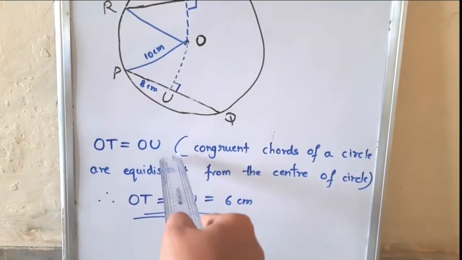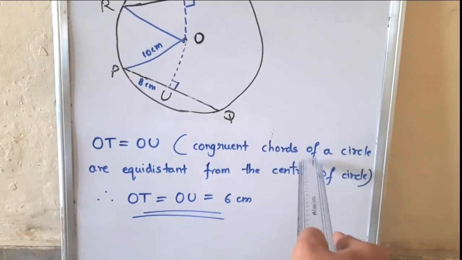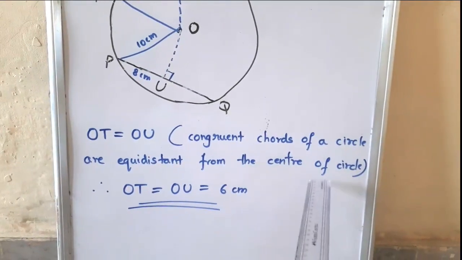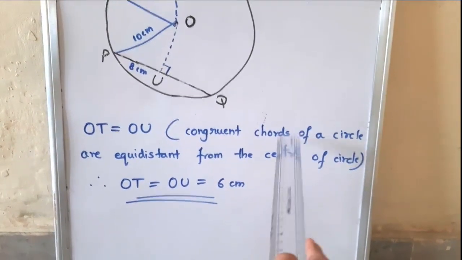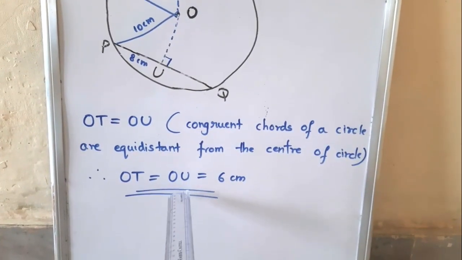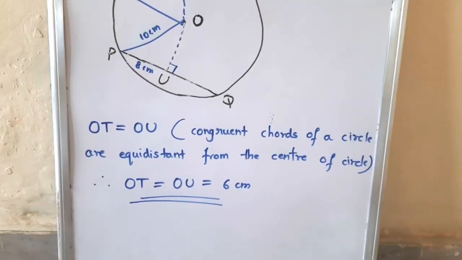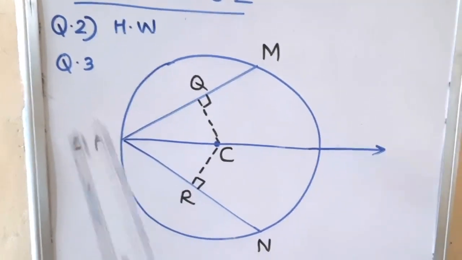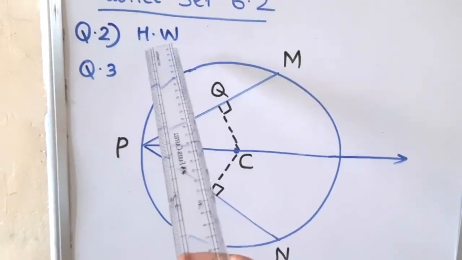Because OT is equal to OU, since congruent chords of a circle are equidistant from the center of the circle. This is the theorem, so we have to mention it here in the bracket. Therefore, OT is equal to OU is equal to 6 centimeter. Let's go to question number 3. Question number 2 is your homework.